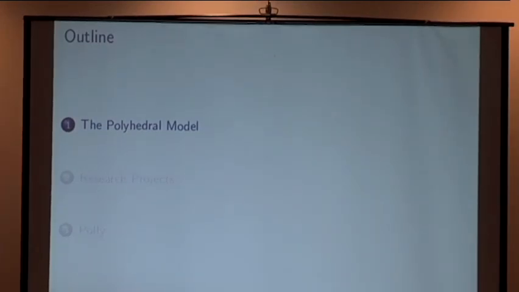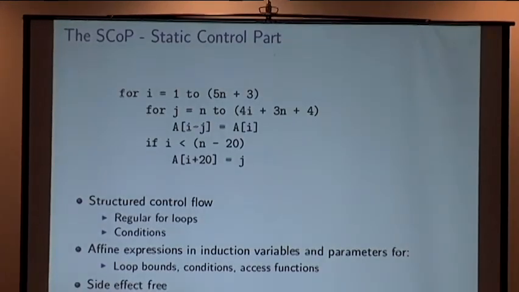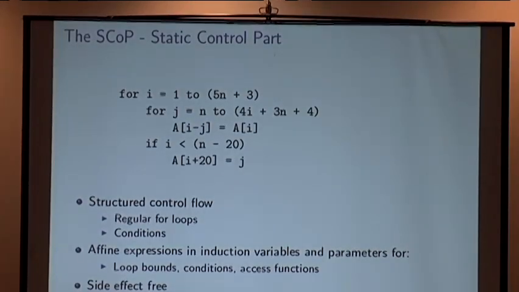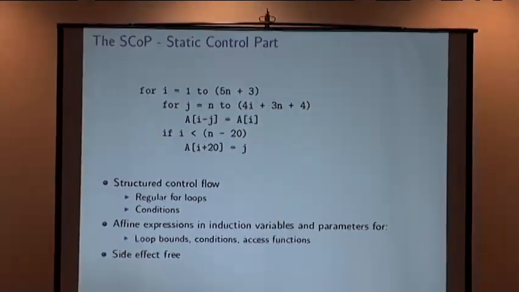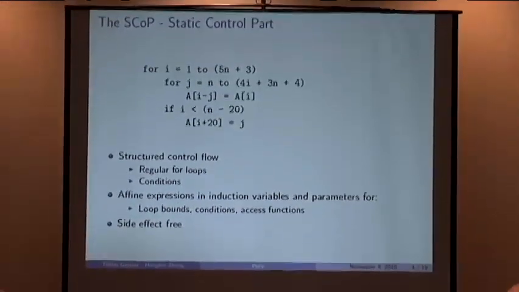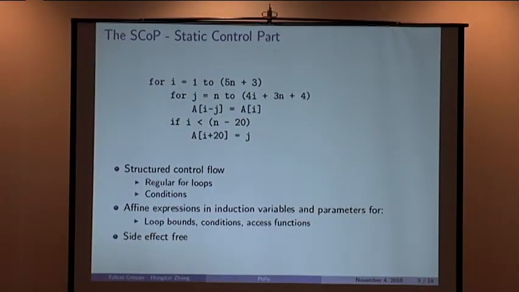So starting by looking at the polyhedral model, the first question we ask is, what can we handle? So I call this which piece of code can we handle? And we can handle a SCoP, that's a static control part. That's a piece of code where we know everything about the control flow and the memory access at compile time.